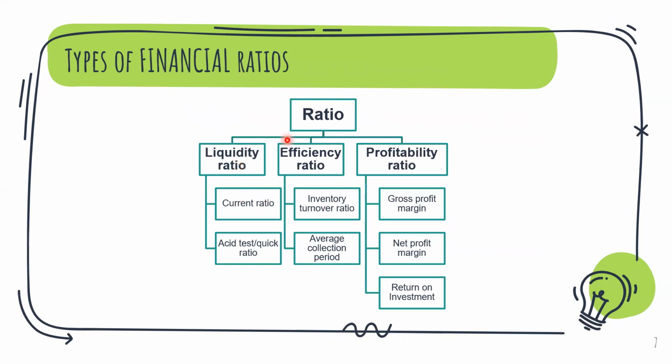Okay, these are the three common financial ratios used in financial statement analysis. Number one is liquidity ratio. Number two is efficiency ratio, and number three is profitability ratio. Each of these main ratios has further ratios. For example, liquidity ratios consist of the current ratio and the acid test ratio, also known as the quick ratio. The efficiency ratios use inventory turnover ratio and average collection period. As for profitability ratios, they consist of gross profit margin ratio, net profit margin ratio, and return on investment.